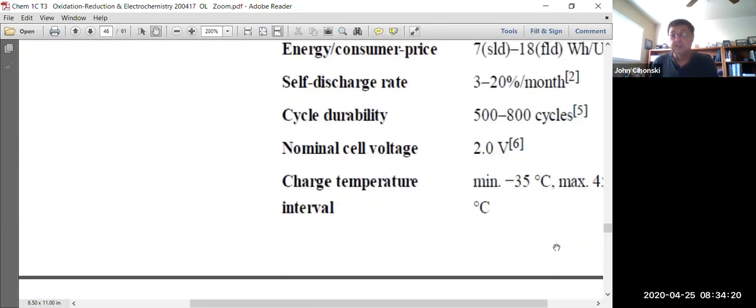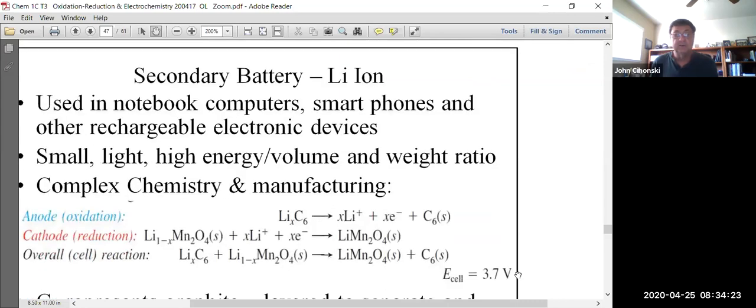Okay, just some numbers there. I don't think we need to go over those.